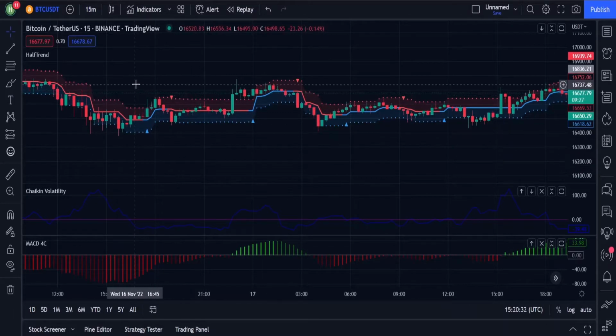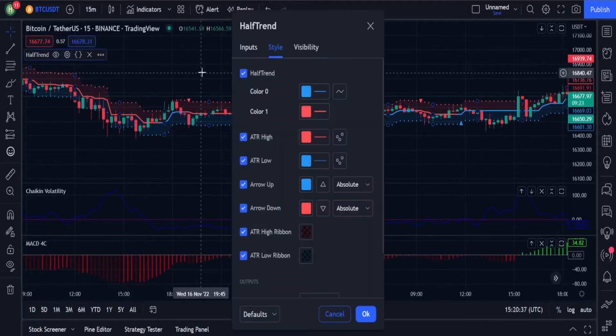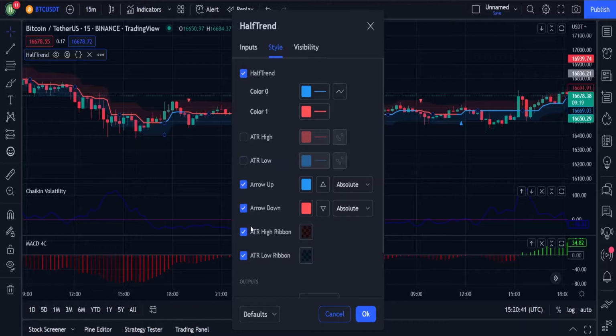Now, we need to make some slight adjustments to these indicators. So let's first access the settings for half trend. In the Style section, we'll uncheck the following options. This will make our chart clean and easy to read.